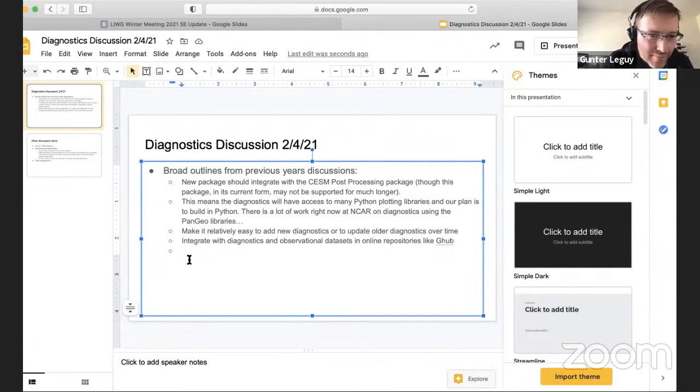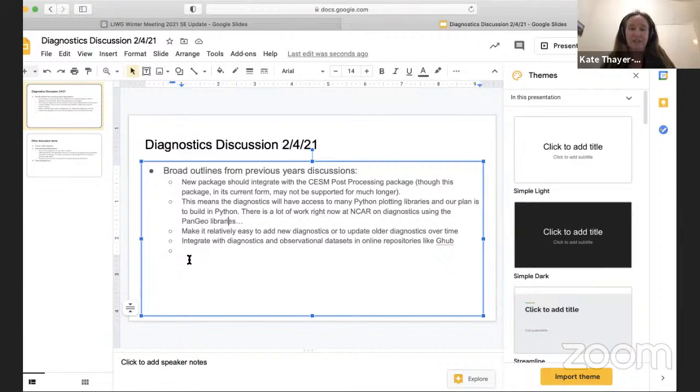So our initial goals were that we wanted this package to integrate with the CESM post-processing package closely. And that is built on Python. And since it's outside of a regular CESM run, it happens offline. It actually has a lot of access to a wider range of Python packages than CESM itself does, which is useful for plotting and post-processing.